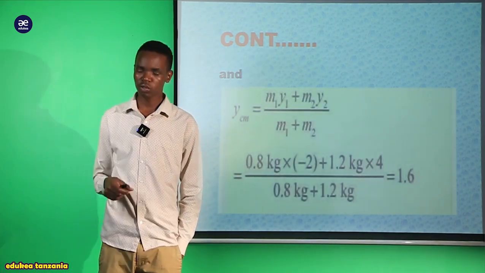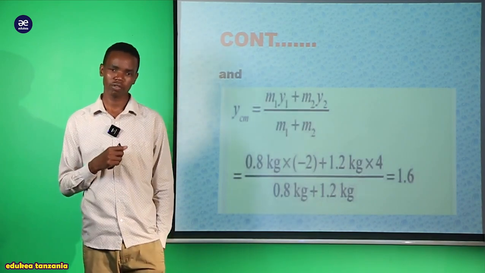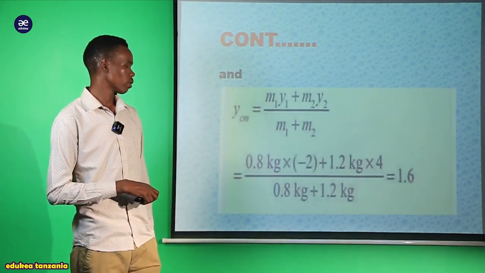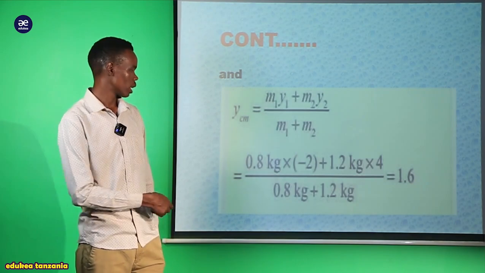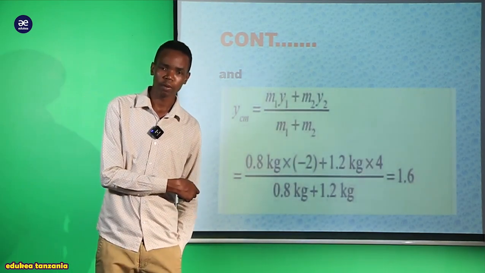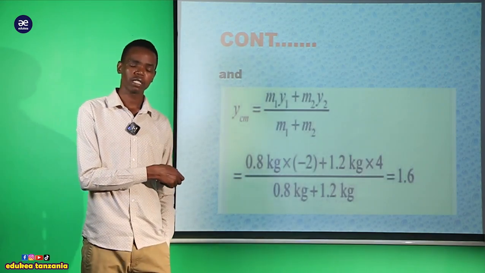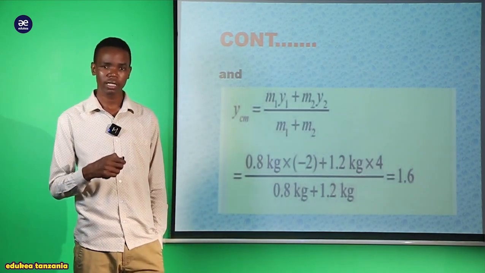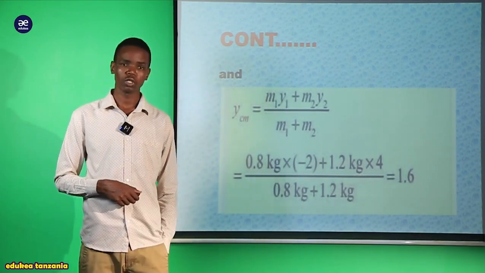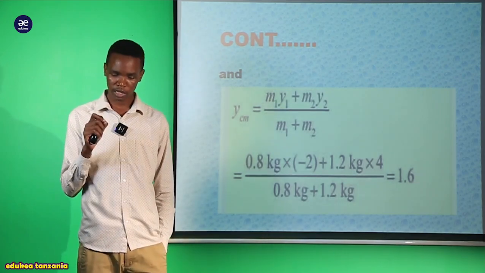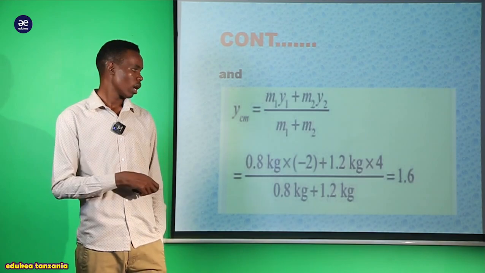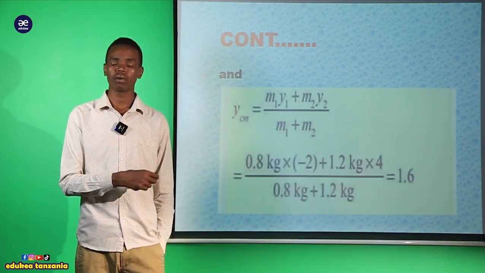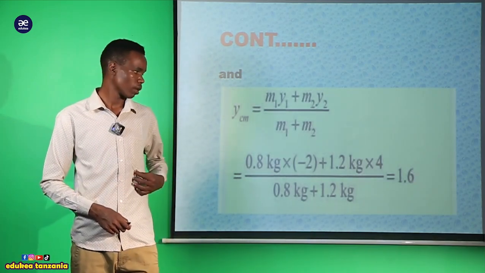So after this, my dear student, we are supposed to substitute our given values into our formula. Mass 1 is given as 0.9. We put mass 1 equal to 0.8 kg, multiplied by y1, which is equal to -2. Then we add mass 2, which is equal to 1.2 kg, times the distance y2, which is equal to 4, divided by 0.8 kg plus 1.2 kg.